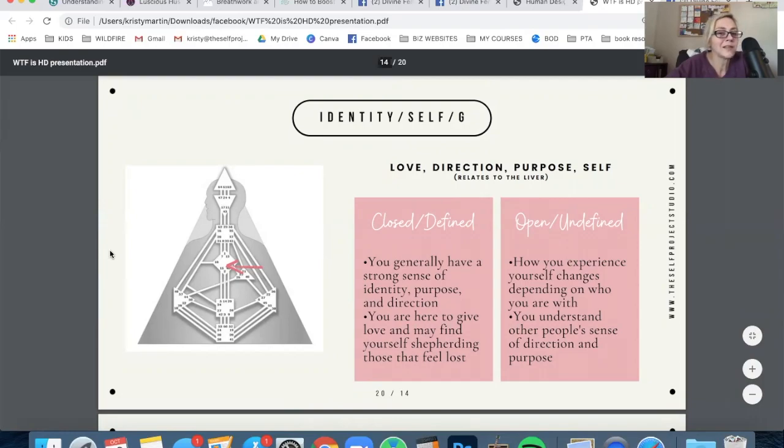If you are closed, defined, or colored in, you generally have a strong sense of your identity, purpose, and direction. You're here to give love, and you might find yourself shepherding those that feel kind of lost because you have a strong sense of self. So they're going to be drawn to you. Or is that center open and undefined? How you experience yourself changes depending on who you are with, because remember, open centers are influenced by others, and you understand other people's sense of direction and purpose more than you do your own.